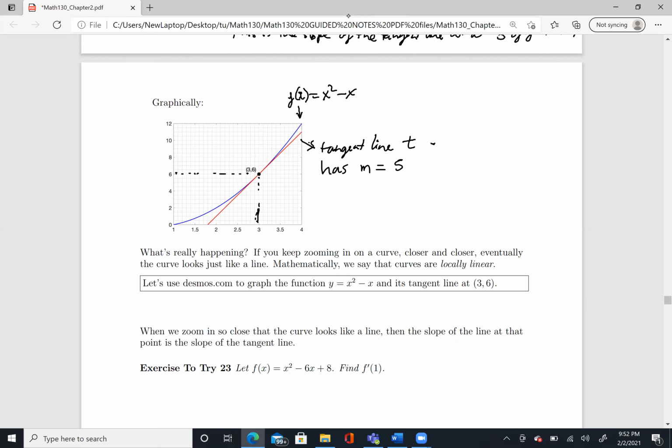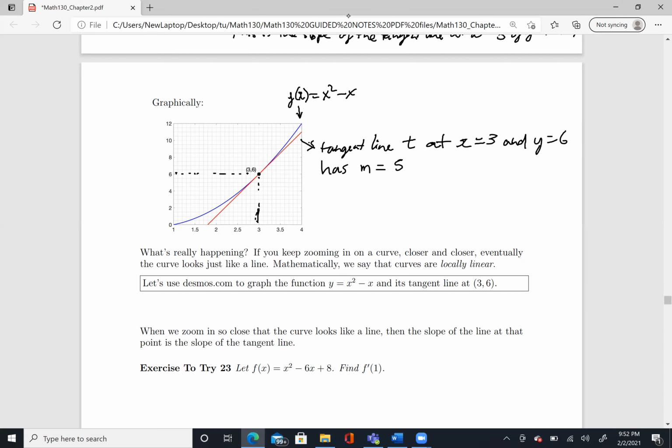Tangent line T at x equal to 3, and y equal to 6. I can say that.